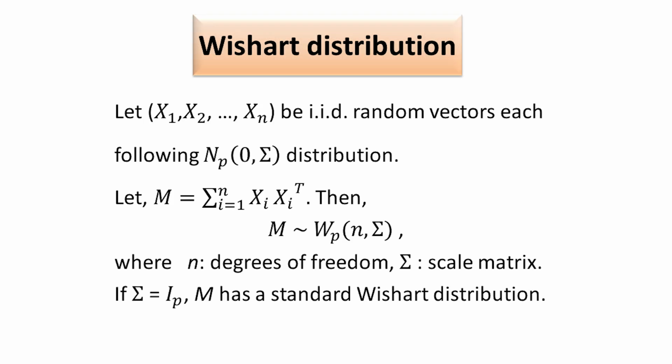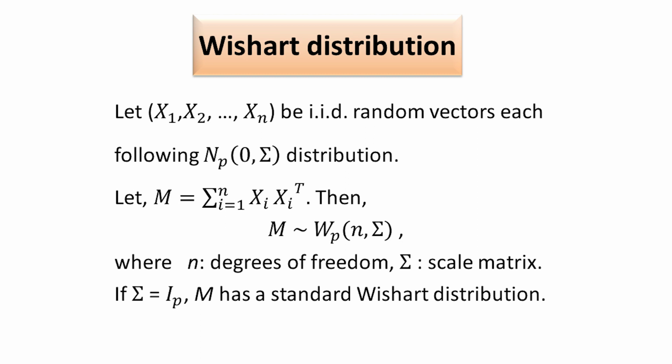Let us consider the p-variate normal distribution with mean vector null and dispersion matrix sigma. Let us assume that x1, x2 to xn are independently and identically distributed random vectors, each of which follows the p-variate normal distribution with mean vector null and dispersion matrix sigma. We define the matrix M as summation over xi into xi prime or xi transpose.